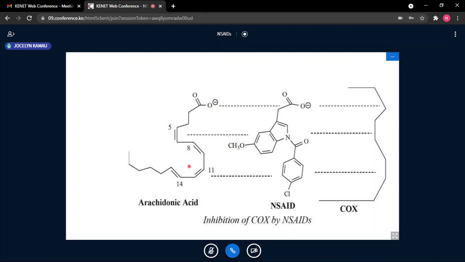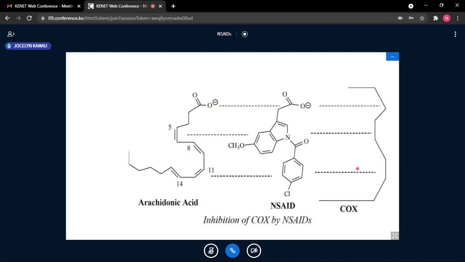Then you have the second area here, which is the bond at position number 11. That bond at position number 11 is said to correspond with the second hydrophobic area. Not all the non-steroidal anti-inflammatories have a second hydrophobic area, but the majority of them do, and it corresponds to a certain position within the COX enzyme, a second area within the COX enzyme.